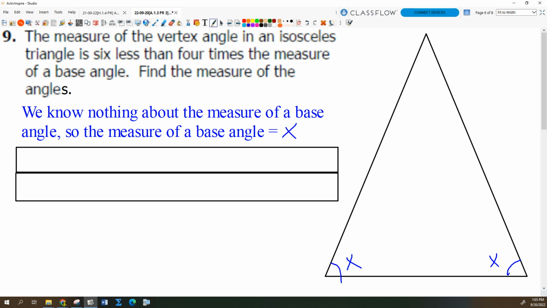Okay, then what about the other part? So if the measure of the base angle, that's x, what about the measure of the vertex angle in an isosceles triangle if it's 6 less than 4 times the measure of the base angle, which we can just call x now? If you call it x, it makes it easier. How do we say 6 less than 4 times x? 4x minus 6, right?